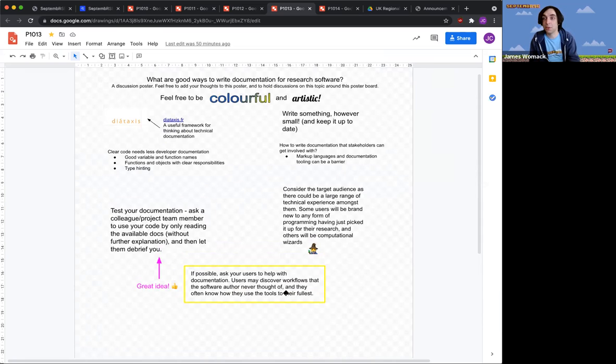Like, this is how you use the software. But really, documentation is more of a partnership between the person who is authoring the documentation and the person who's using it, which is typically the user of the software, although it can also be the developer. So thinking about documentation more as a partnership and a two-way thing actually is very useful.